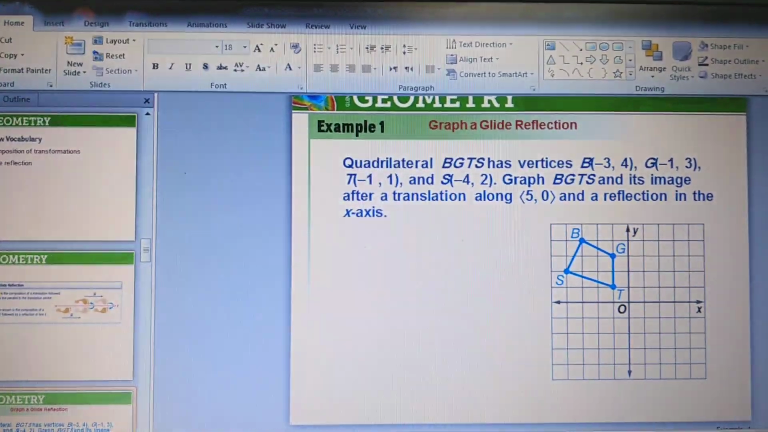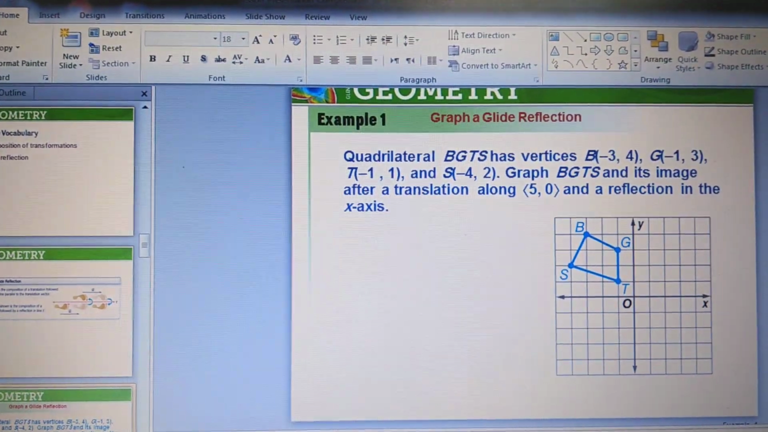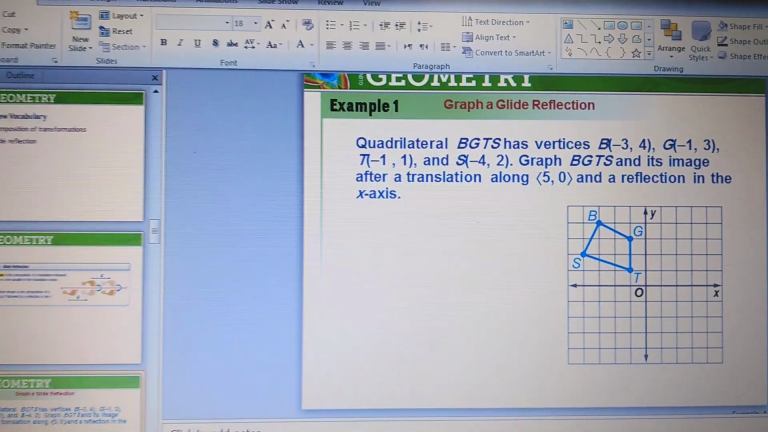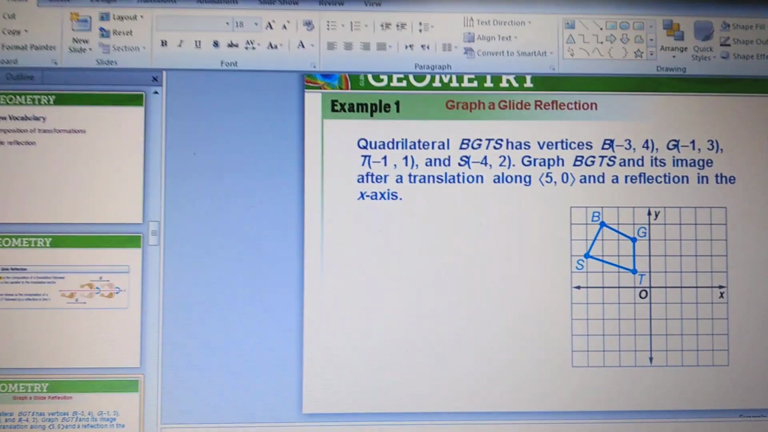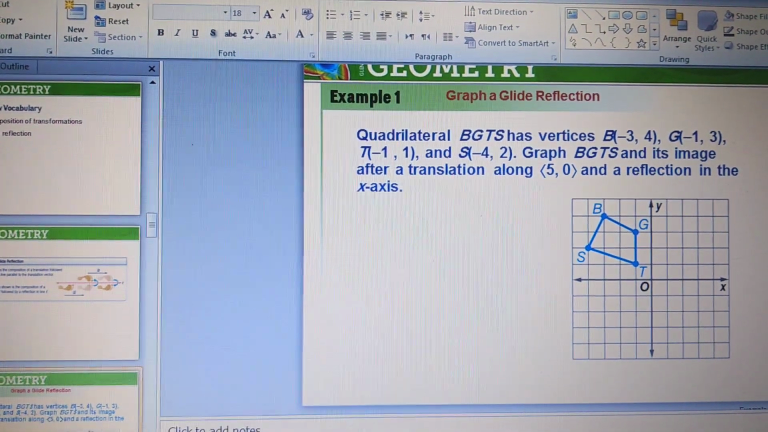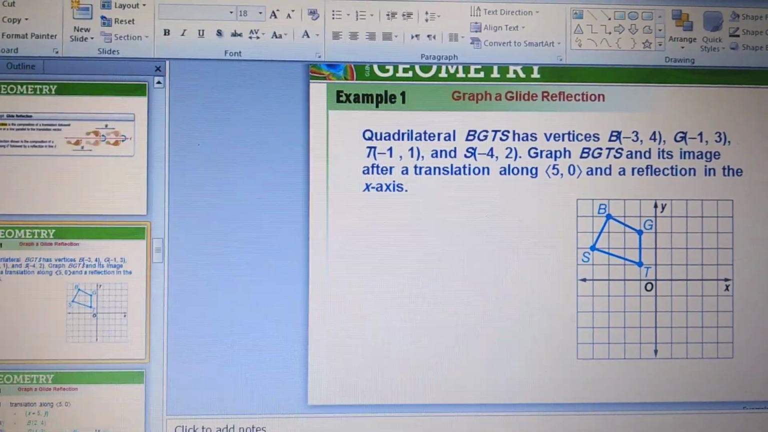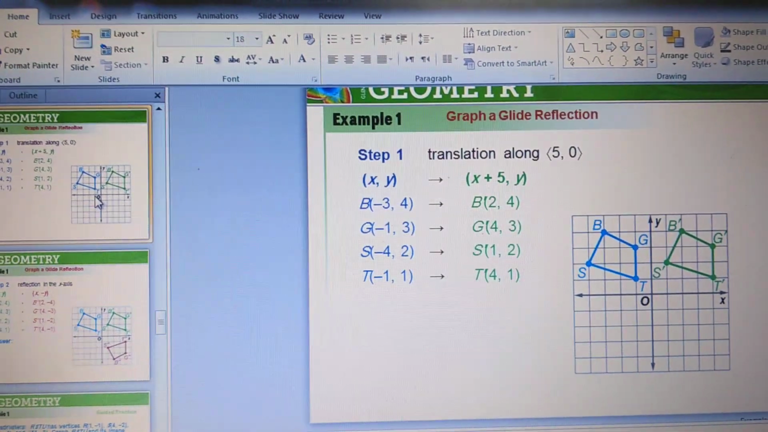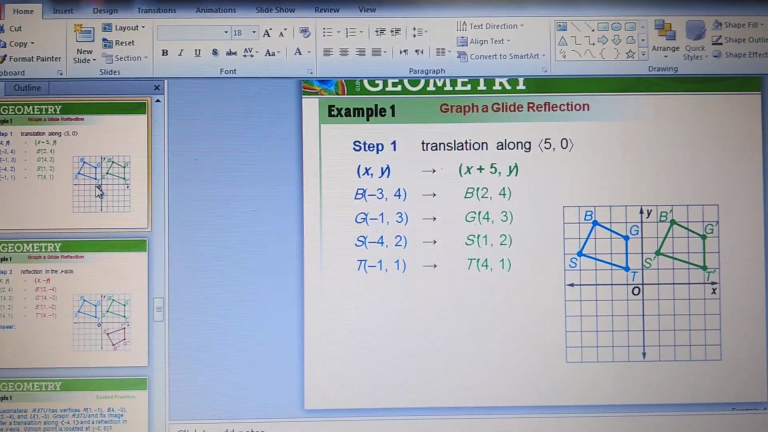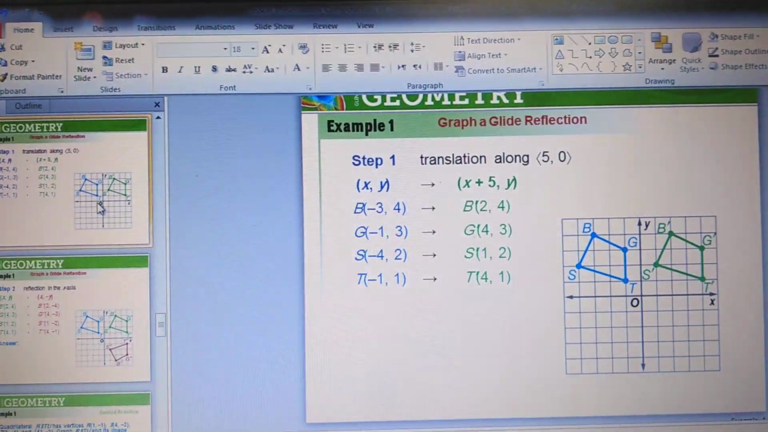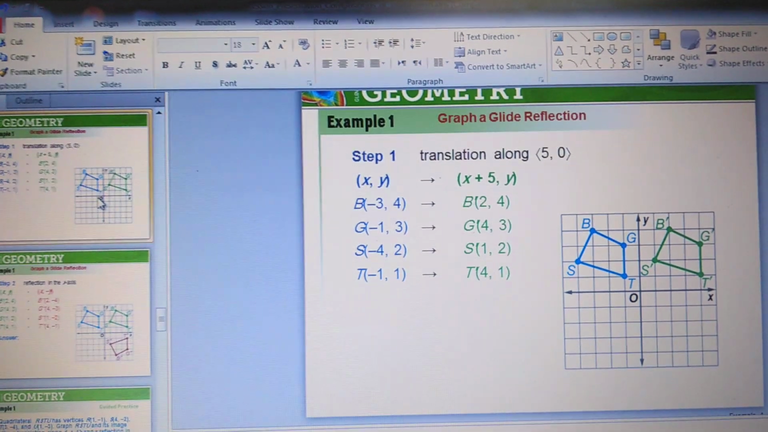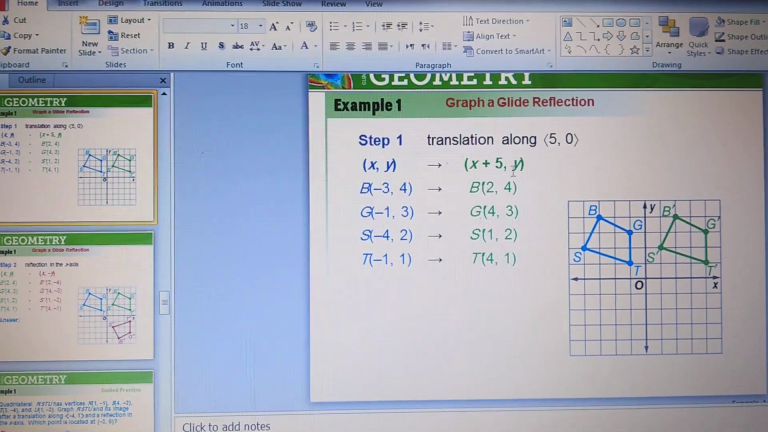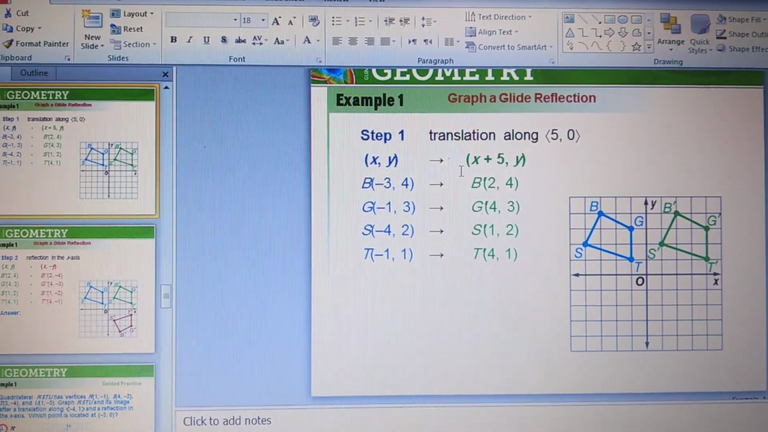After I translate the figure and I get new points, the new points you will reflect across the x-axis. In reflection across the x-axis, the x-coordinate will be the same and the y-coordinate will be opposite, you change the sign. Look at the example here. In this example, first step, I make the translation along the vector (5, 0). As I told you, you must add 5 to the x-coordinate, like here, you see, x plus 5, and y the same, you don't touch at all.